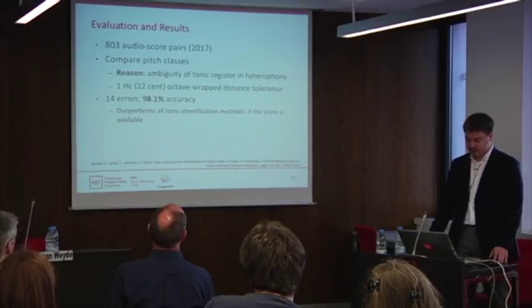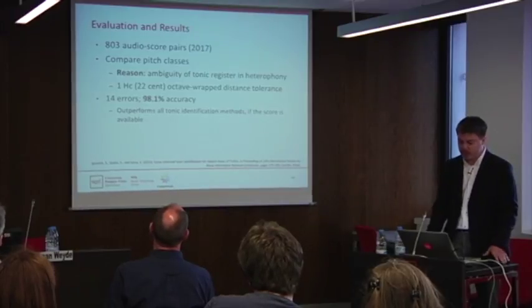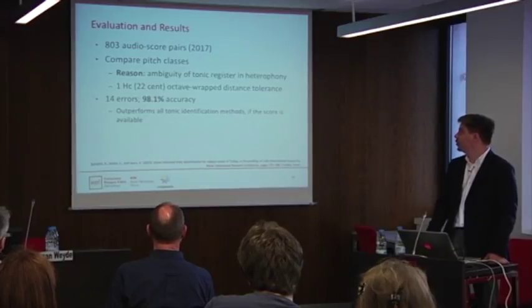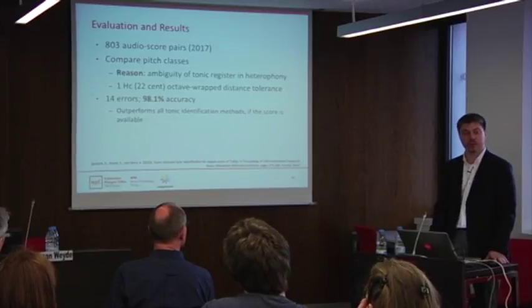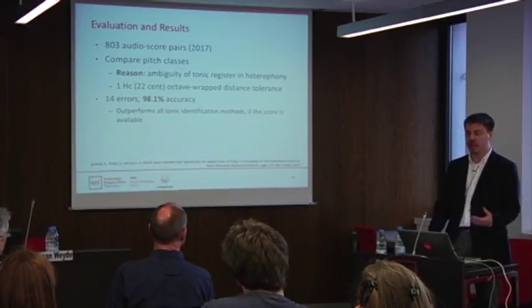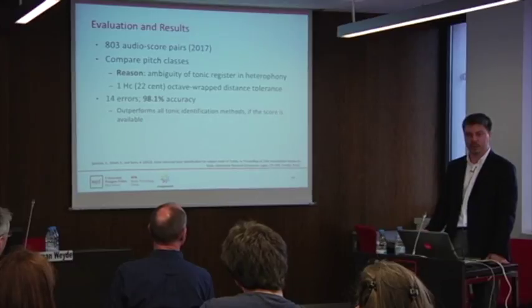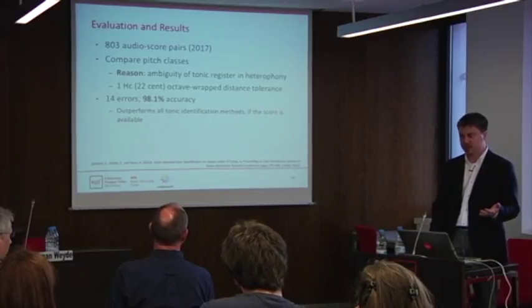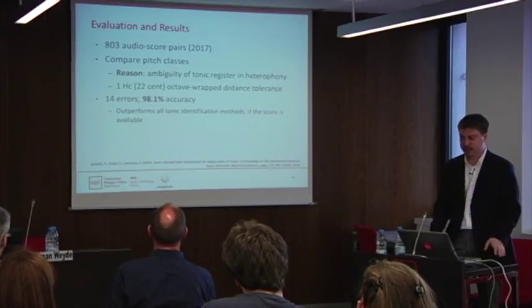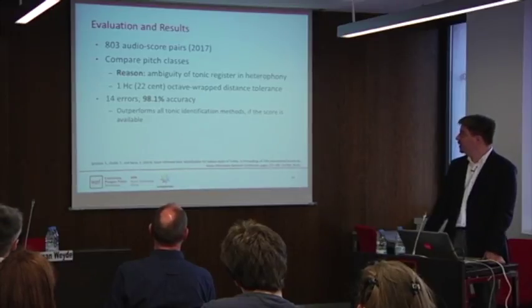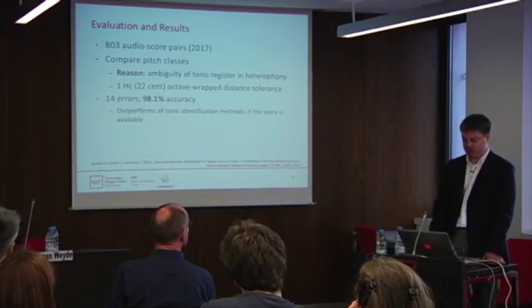In order to evaluate it, I'm going to explain one experiment I did last month. I have recently collected 800 audio score pairs. To evaluate, I'm looking at the pitch classes because of the ambiguities that we see in heterophonic recordings. We have this threshold of one holderian comma. Basically, the annotation and the tonic estimations should have less than 22 cents difference in their pitch classes. In this experiment, there were only 14 errors, which yields 98% accuracy.